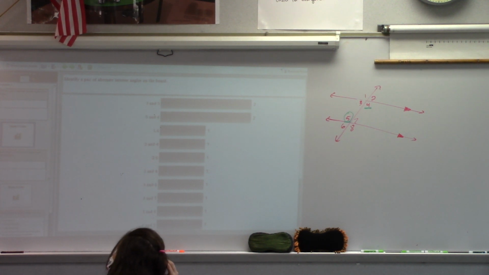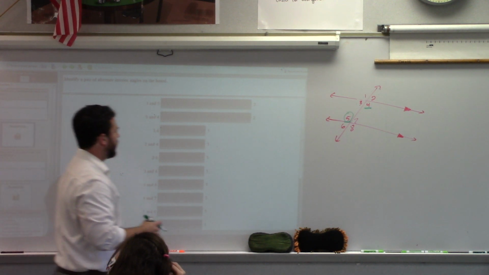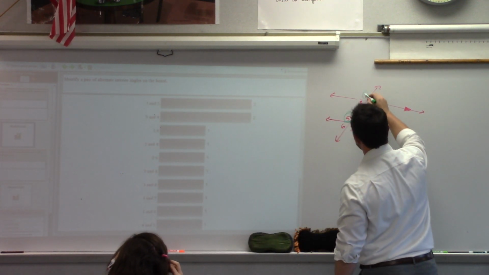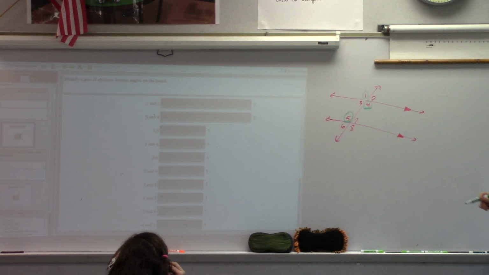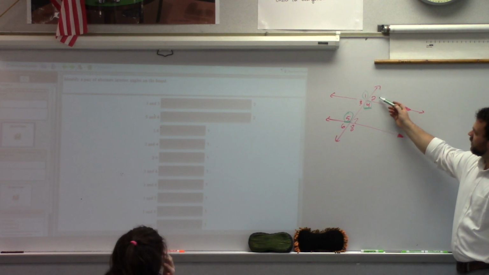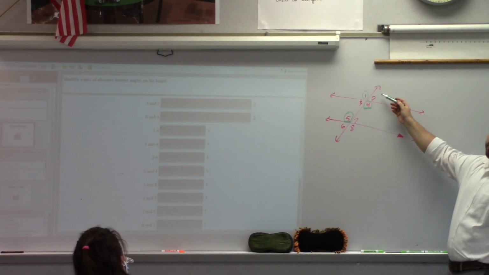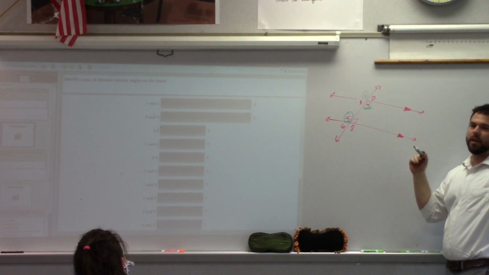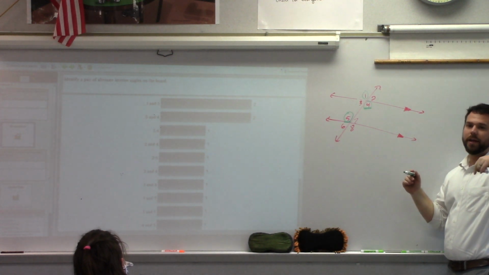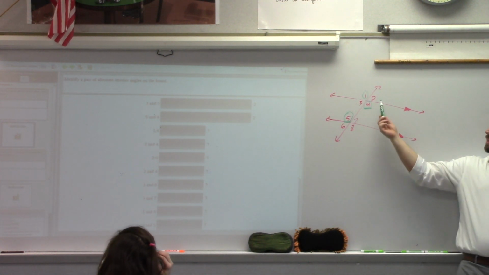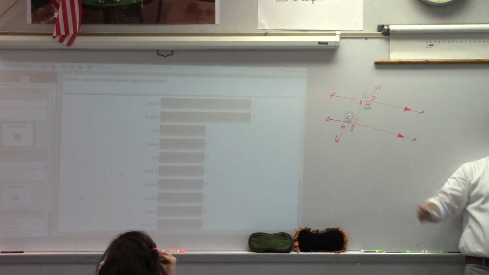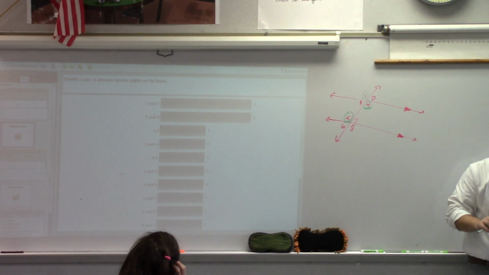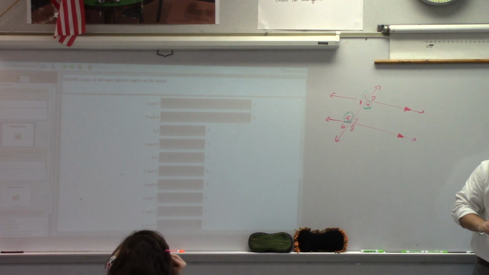Okay. What about 1 and 4? Would we consider these alternate interior? Nope. Those are vertical angles. Okay. 2 and 4? Nope. What would those be called? Supplementary. They are supplementary, but it's because they're a linear pair. We want to recognize that. 2 and 4, see how they're along that line right there? They are supplementary because they're a linear pair.